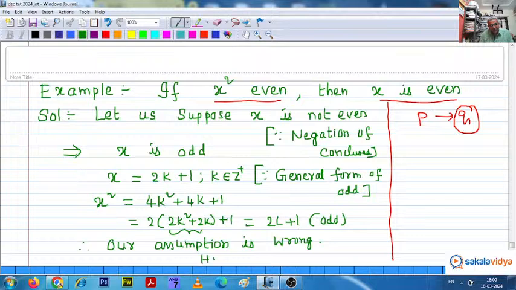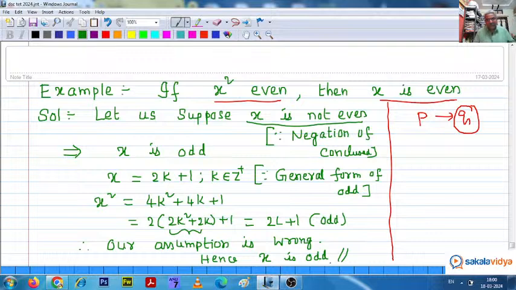So hence, negation of this statement you need to write. Negation of x is not even means x is odd. Hence x is odd. So this kind of proof is called indirect proof. So you might have understood this one, indirect proof.